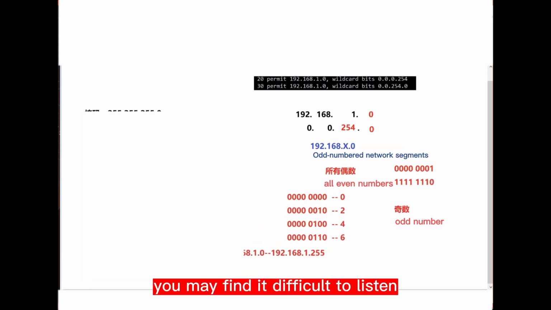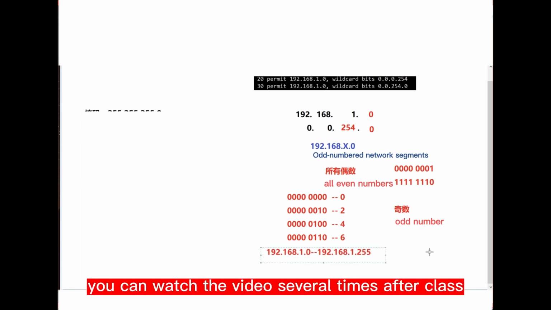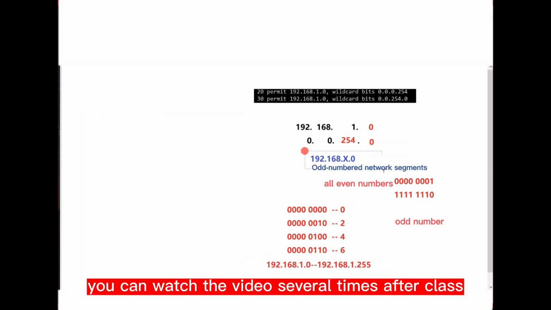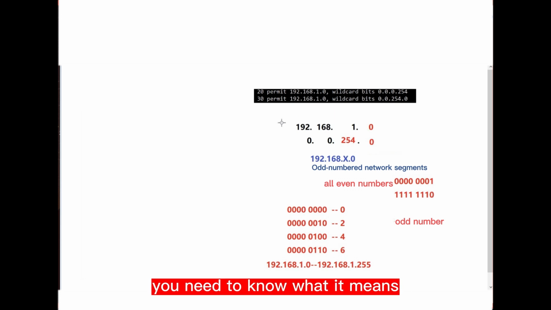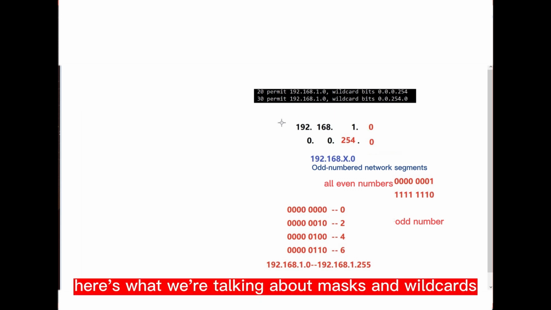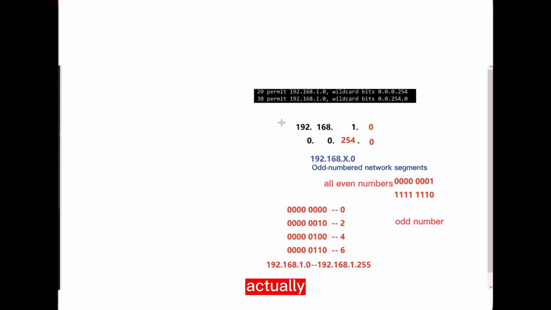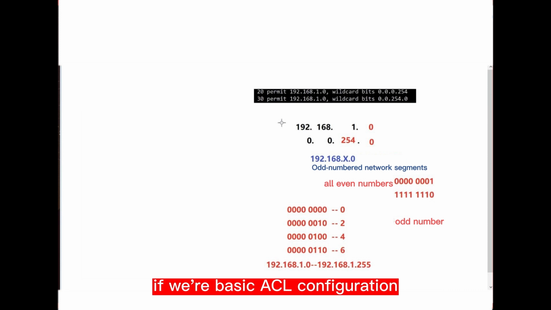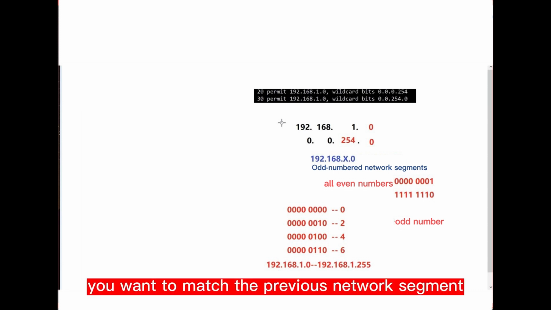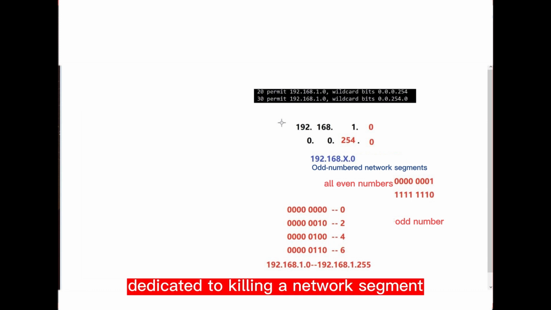You may find it difficult to listen. You can watch the video several times after class. You need to know what it means. Here's what we're talking about: masks and wildcards. Actually, our ACL is finished. For basic ACL configuration, if you want to match the previous network segment, dedicated to killing a network segment, you can try to configure it yourself after class.